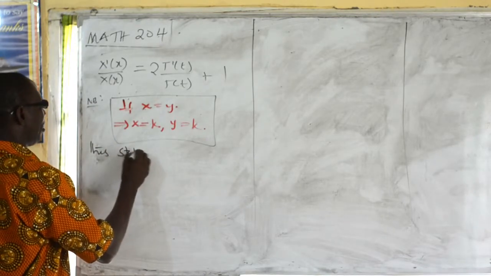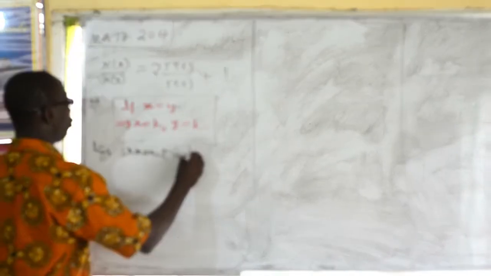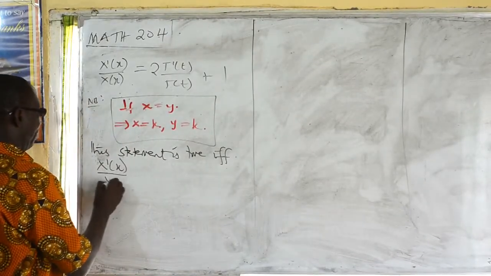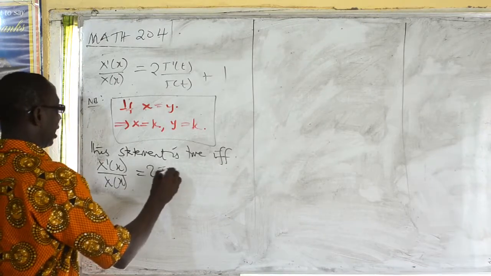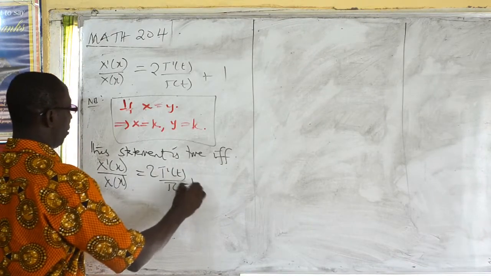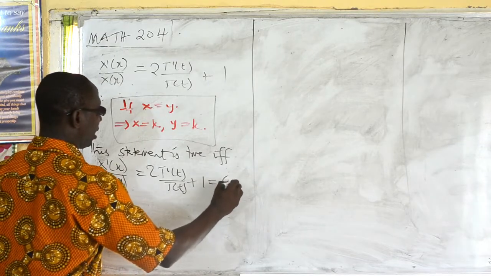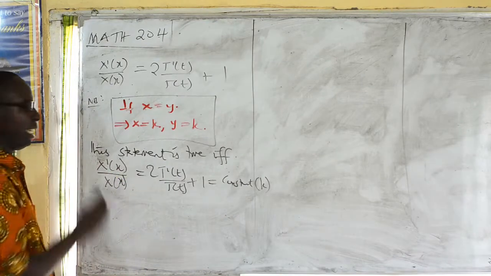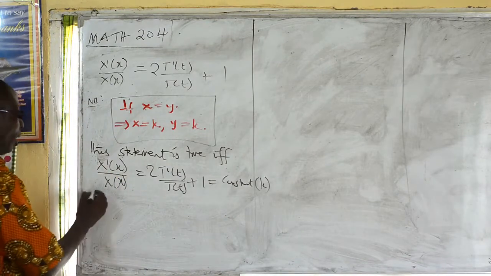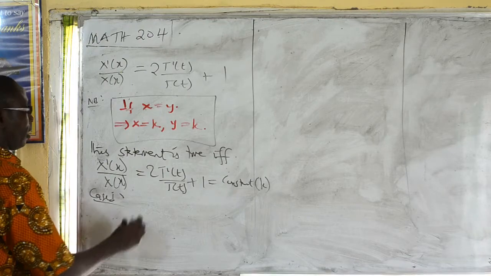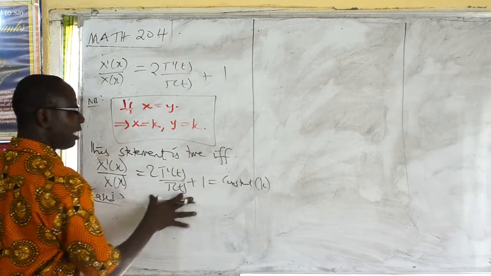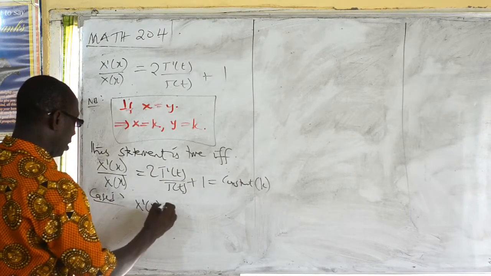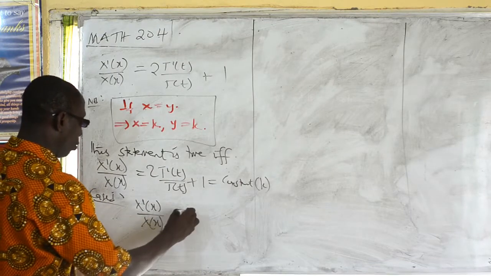This statement is true if and only if the first variable, because the second family of variable, is equal to a constant. I use k here. It's equal to a constant k. Good. So here we take them one by one. Case 1. You take one. So it means that this is equal to this and this is equal to that. So this is X prime of x over X of x is equal to k.